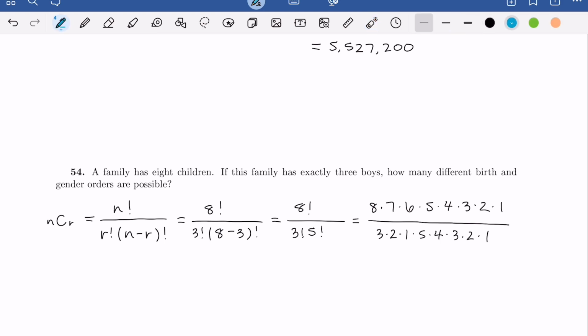So notice we're going to have 5, 4, 3, 2, 1 here and here. And so we're just going to be left with 8 times 7 times 6 in the numerator and 3 times 2 times 1 in the denominator. So this is going to give us 56. So this means there's 56 ways to select 3 of the 8 children to be boys. And so there's 56 different birth and gender orders that are possible.